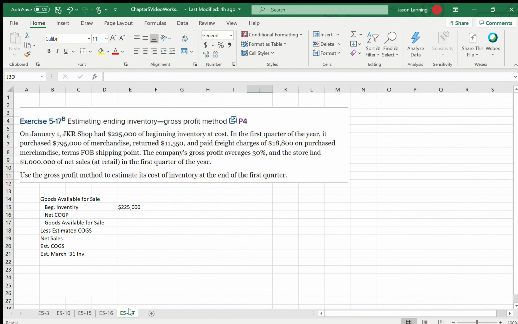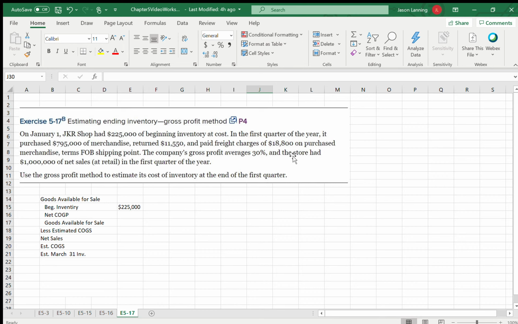And the last one is the very next problem, where we're looking at this through the gross profit method. Now, in the gross profit method, we're basing things off of gross profit. So January 1st, JKR Shop had $225,000 beginning inventory at cost. I put that in here. In the first quarter of the year, it purchased $795,000 of merchandise, returned $11,550, and paid freight charges on $18,800 on purchased merchandise, terms FOB shipping point. So they did pay the shipping.